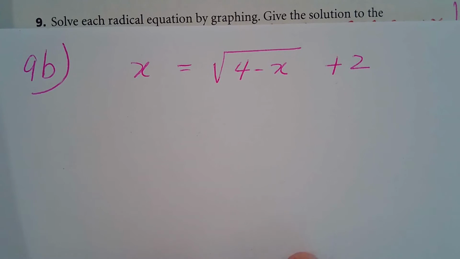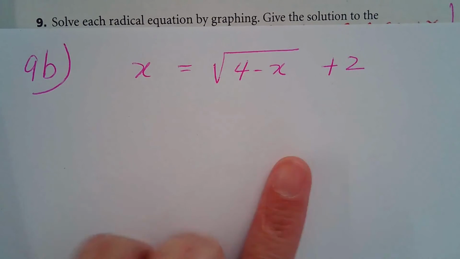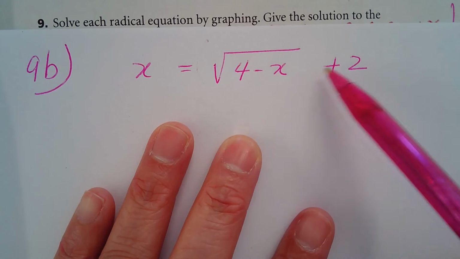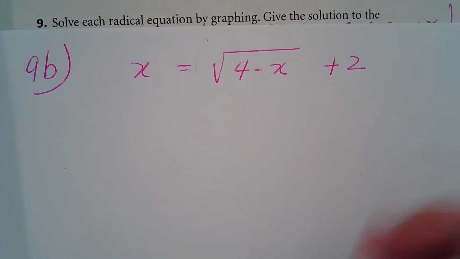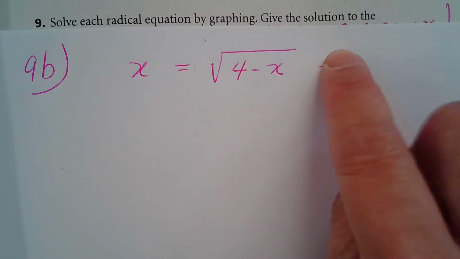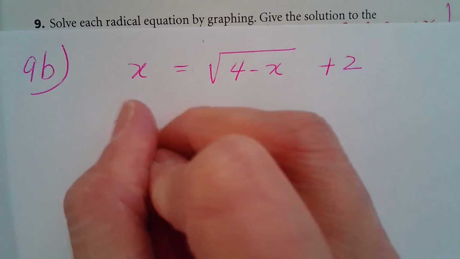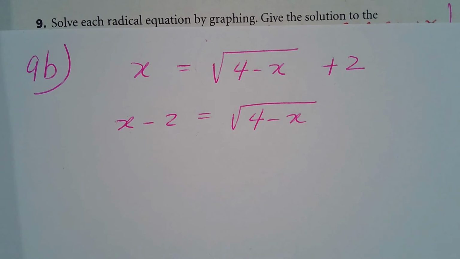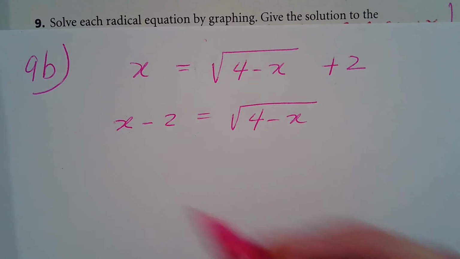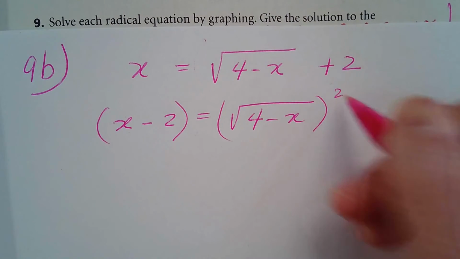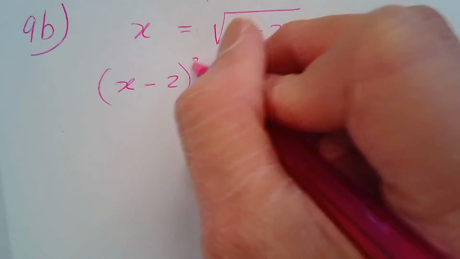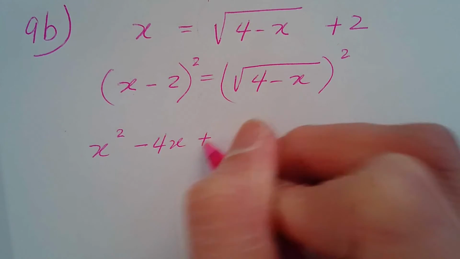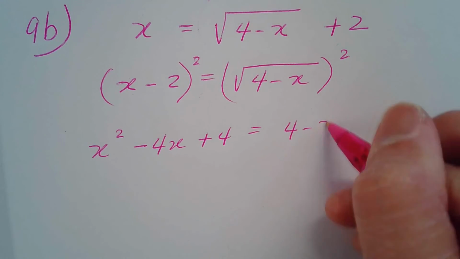Yeah. Here's what we could do: if I start squaring this right away, this is going to get messy. You're going to have a square, right? It's messy. So here's a strategy. I'm going to take this 2 and bring it over there. So it's going to be x minus 2 equals the square root of 4 minus x. Now we can square both sides. So it's going to be x squared minus 4x plus 4 equals 4 minus x.